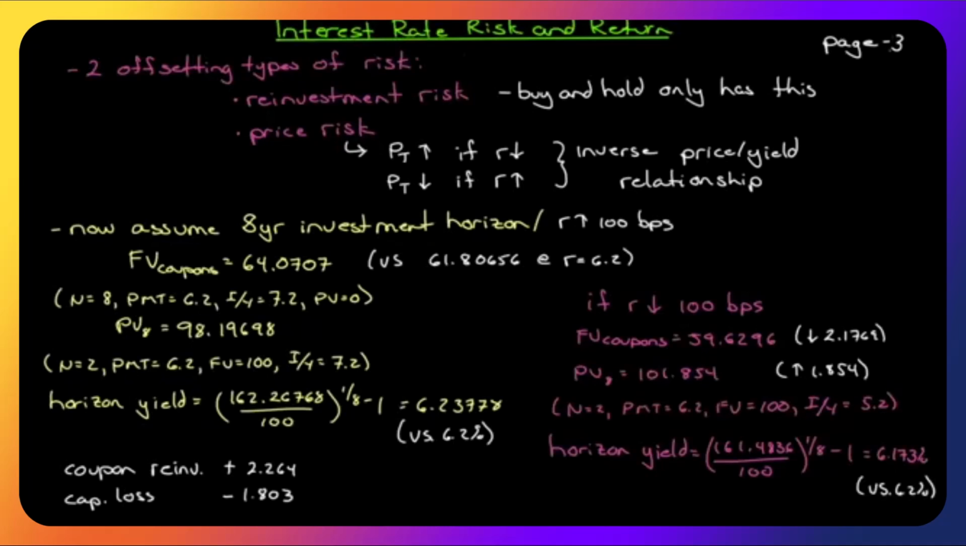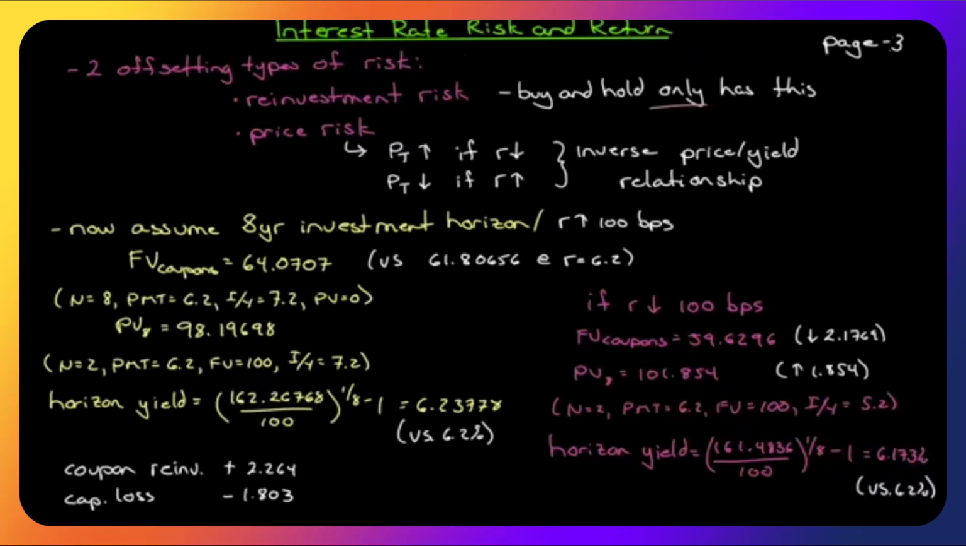So we should be comfortable with the statement that as a bondholder, we're facing two offsetting types of risk. The first one is reinvestment risk. A buy and hold investor only has reinvestment risk. They have no price risk. An investor who buys a 10-year bond and sells it in 4 has both reinvestment risk and price risk.